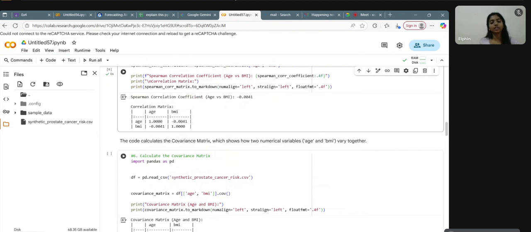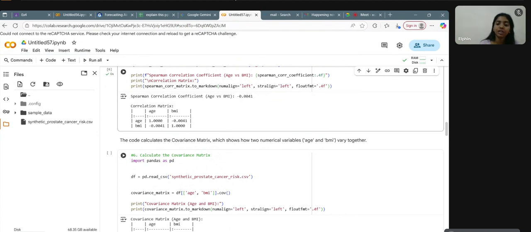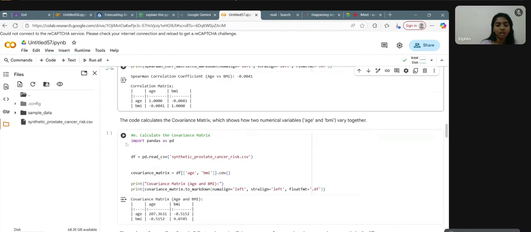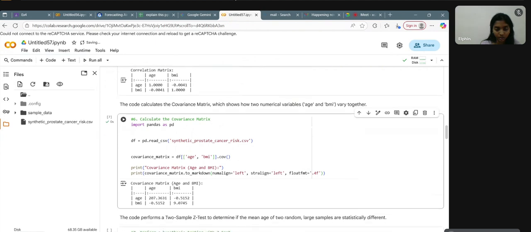Next question, calculate the covariance matrix. The code calculates the covariance matrix, which shows how two numerical variables vary together, which means age and BMI. See how they vary together, age and BMI. Here we are taking both as two numerical variables.